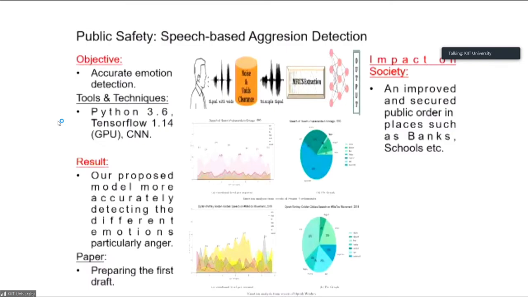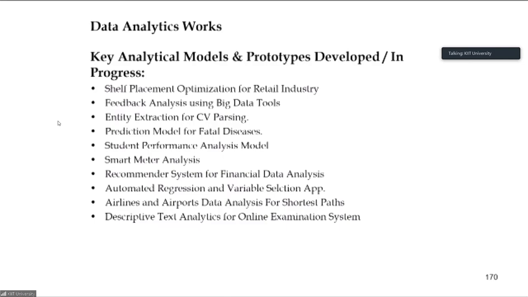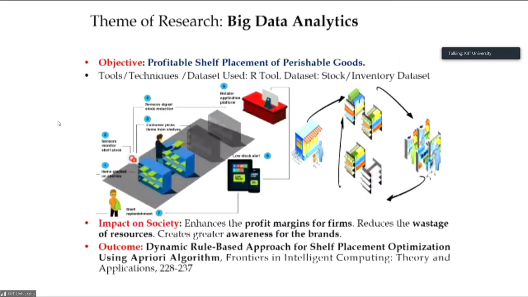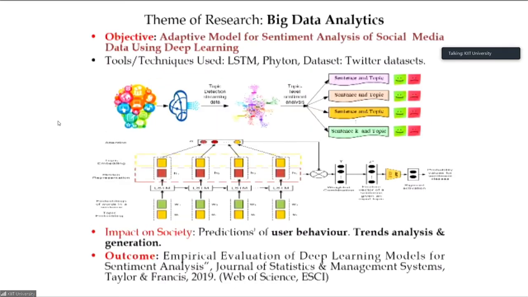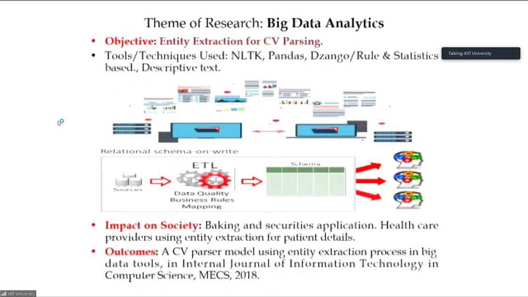A speech-based aggression detection system has also been developed by the students with the help of AI, ML, and data analytics groups. Big data analysis is another area. We have a project on profitable self-placement of perishable goods, which they have done in the big data analytic research groups. Another is an adaptive model for sentiment analysis of social media data using deep learning techniques, and another project is entity extraction for CV parsing.